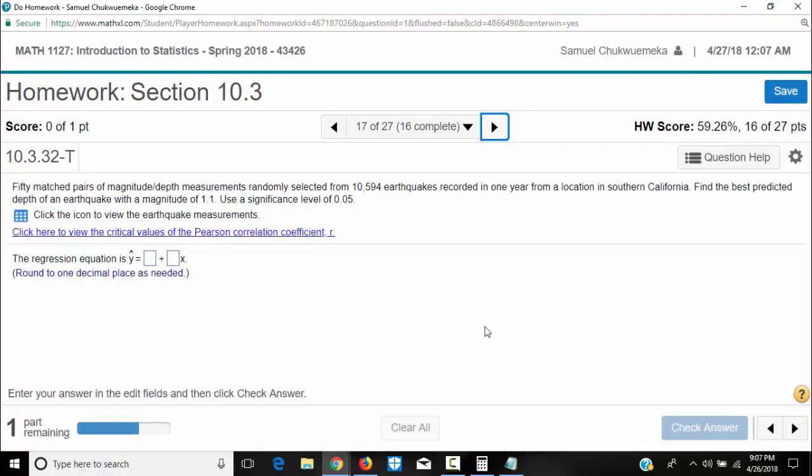Question 17. 50 matched pairs of magnitude/depth measurements randomly selected from 10,594 earthquakes recorded in 1 year from a location in Southern California. The data is shown in the table. Find the best predicted depth of an earthquake with a magnitude of 1.1. Use a significance level of 0.05.